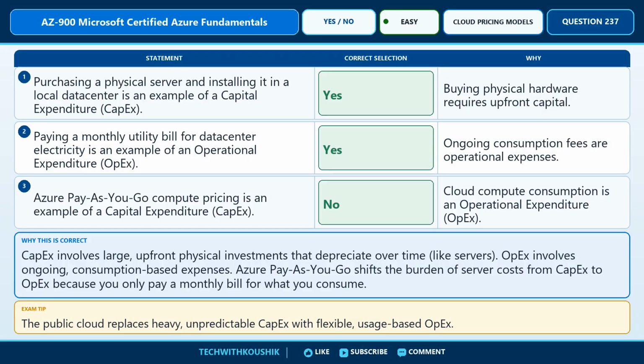For statement 1, choose yes. Buying physical hardware requires upfront capital. For statement 2, choose yes. Ongoing consumption fees are operational expenses. For statement 3, choose no. Cloud compute consumption is an operational expenditure, OPEX. Exam tip. The public cloud replaces heavy, unpredictable CapEx with flexible, usage-based OPEX.